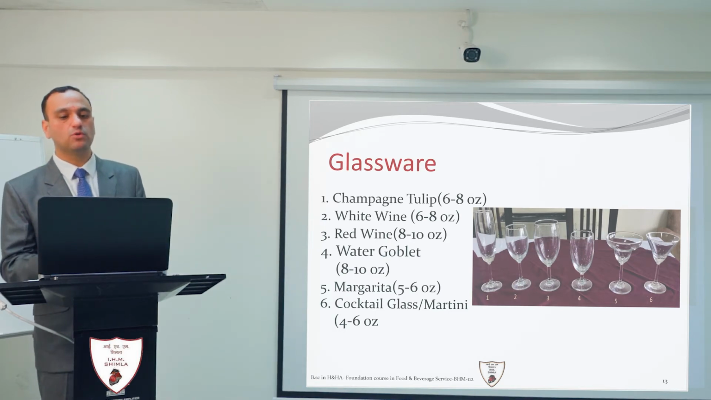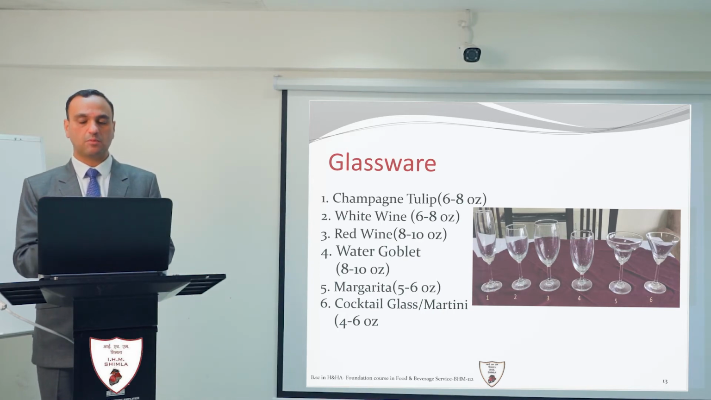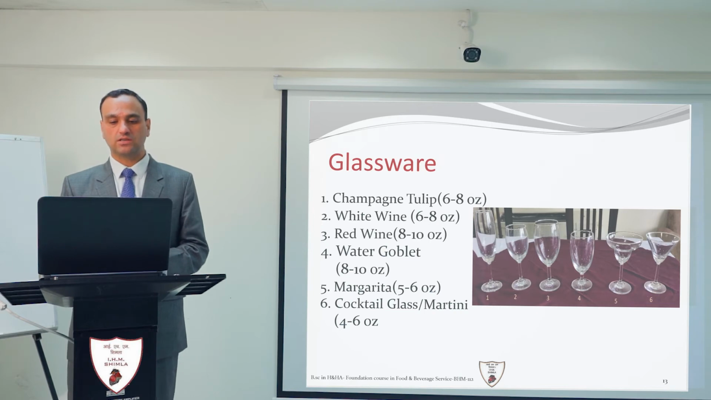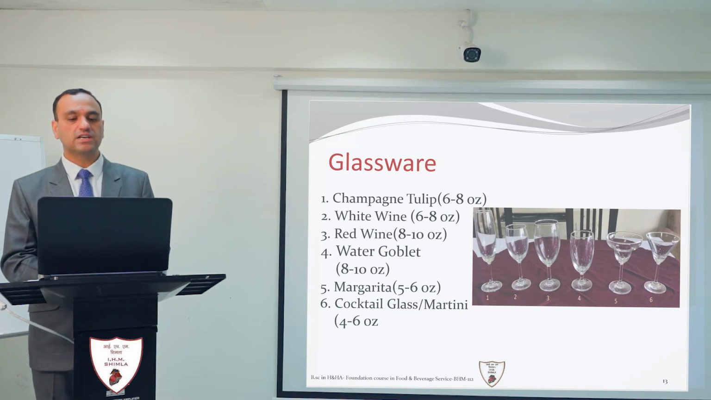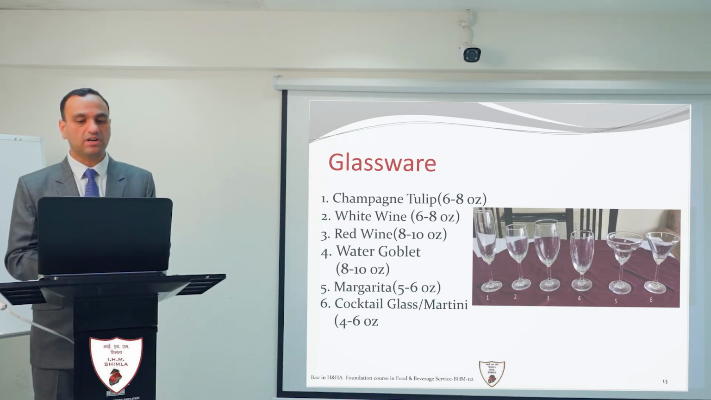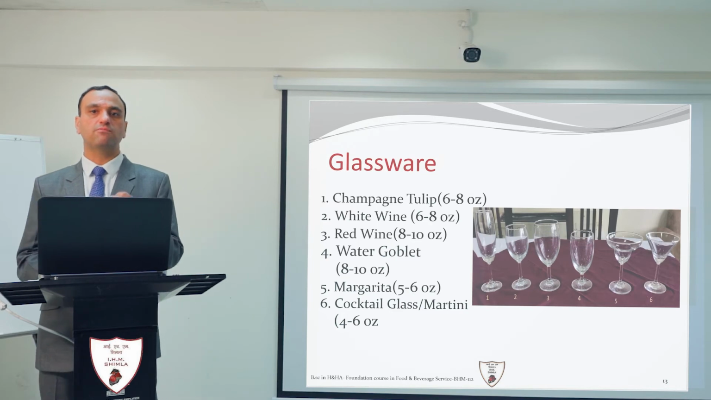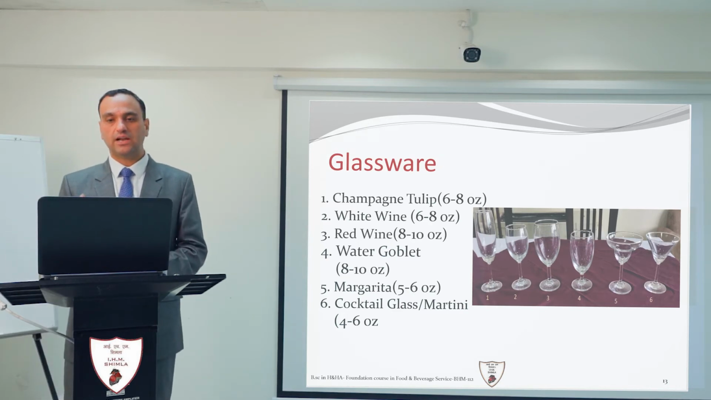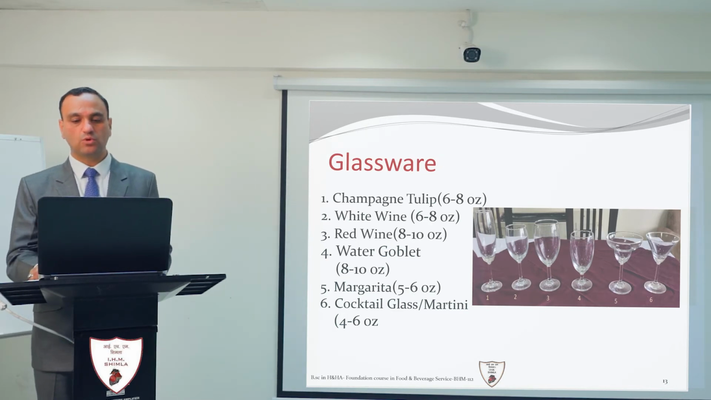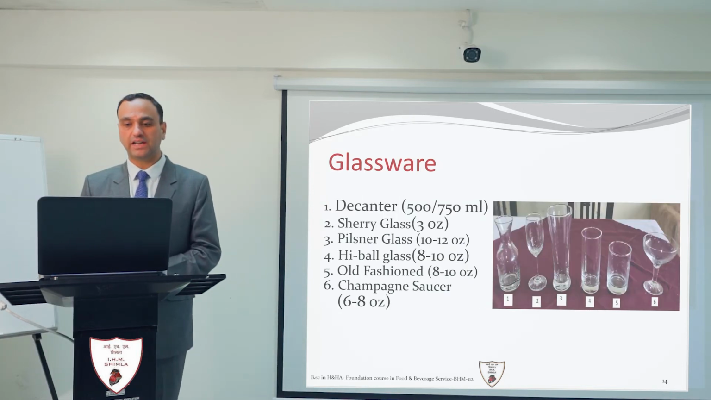Next is the margarita glass. The margarita glass will be used for serving a special cocktail called margarita, and the capacity for this glass is 5 to 6 ounces. Next is the cocktail glass, which is also known as a martini glass. The name itself shows that we utilize this type of glassware to serve different types of cocktails, and the capacity for this glass is 4 to 6 ounces. In the next category of glasswares, we have the decanter.